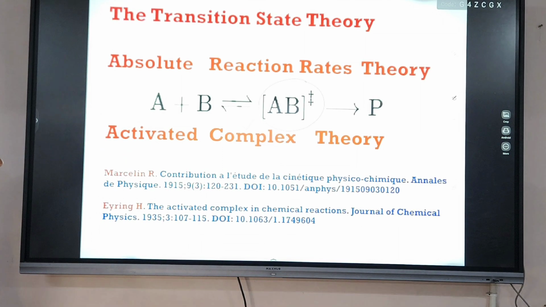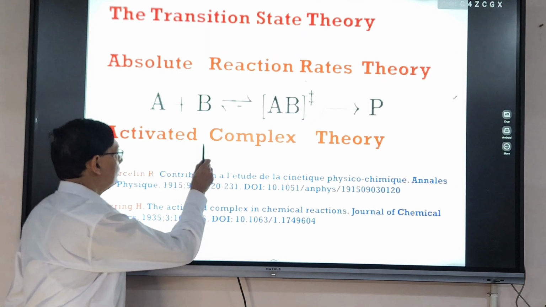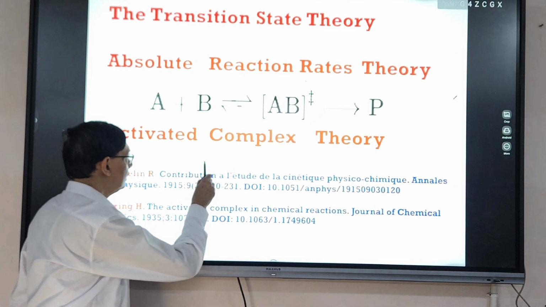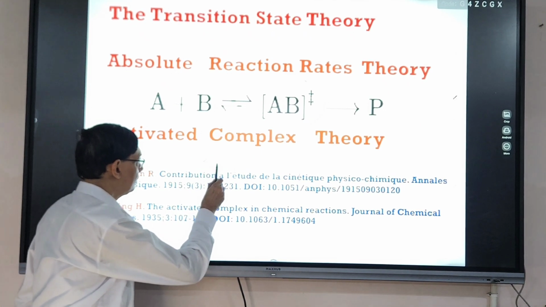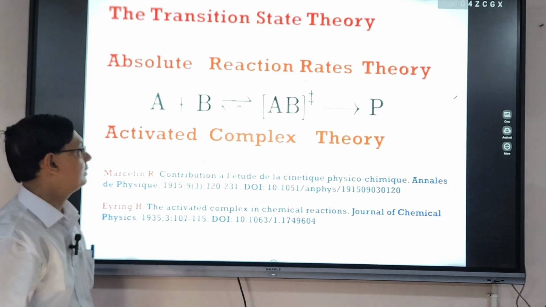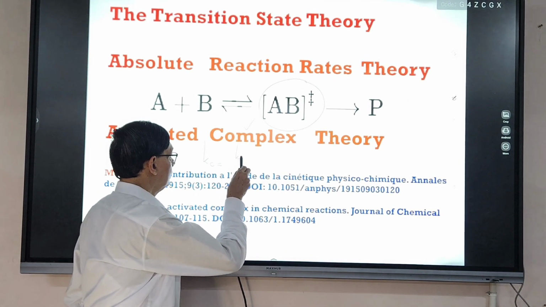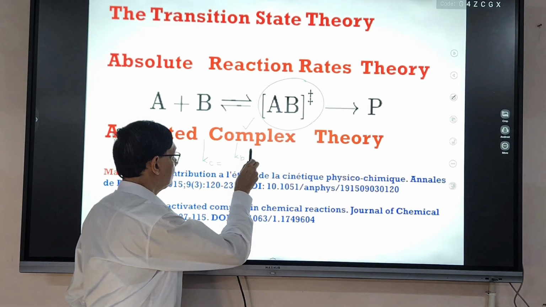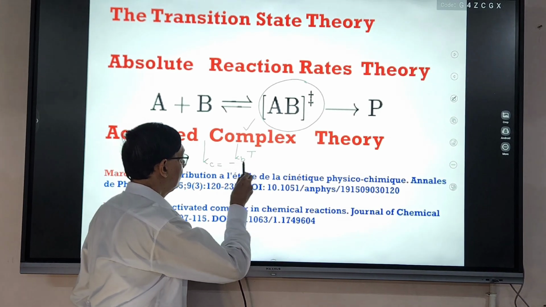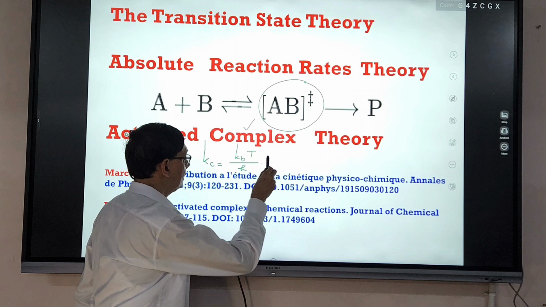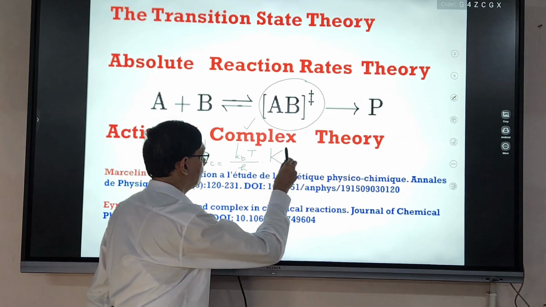And you all know the final equation I have already derived: the rate constant Kc is equal to Boltzmann constant times T over h, times the equilibrium constant of the activity.